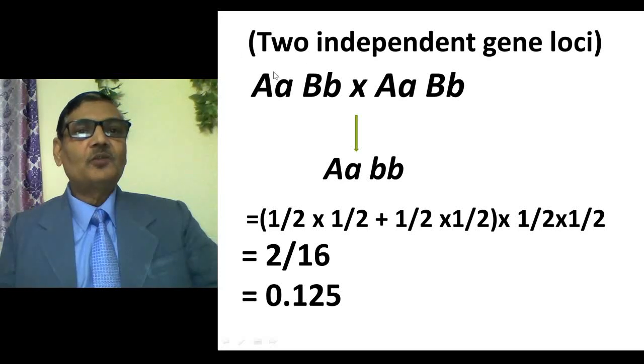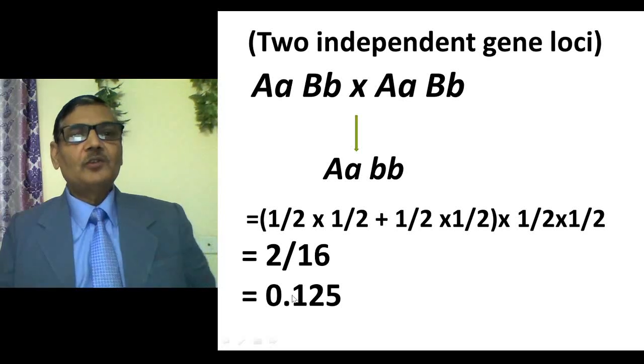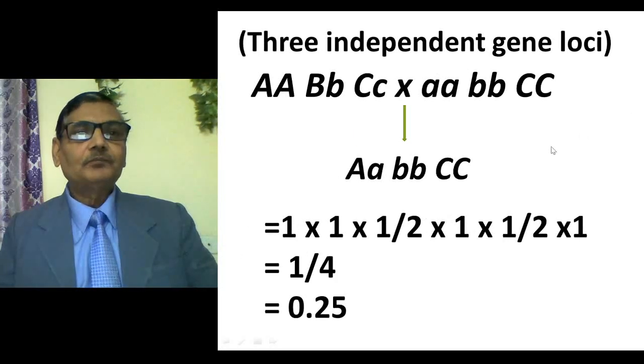So if two heterozygotes of genotype capital A small a, capital B small b, are crossed with each other, then in the next generation, getting capital A and small b will be just nearly 13%. So this is the way such cases can be solved.